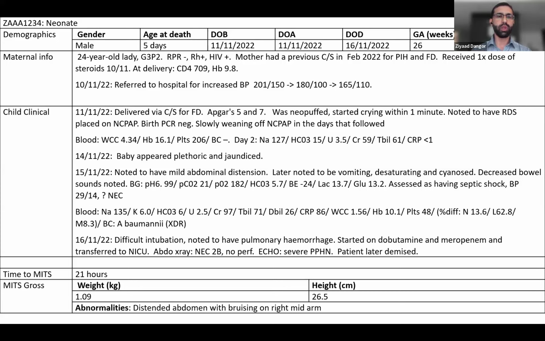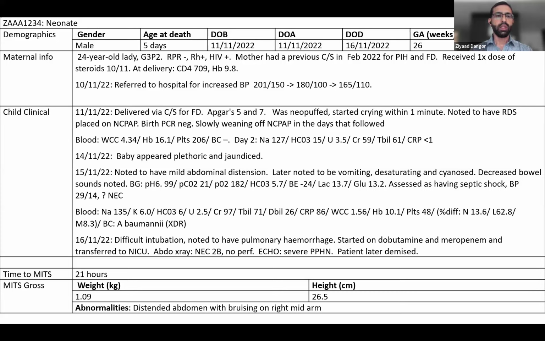The mother was 24 years old, G3P2. She was RPR negative, Rh positive, HIV positive. She had a previous Caesar in February 2022, so earlier that year, for PIH and fetal distress, and she received 1 dose of steroids. At this delivery, she had a CD4 count of 700 and the Hb was 9.